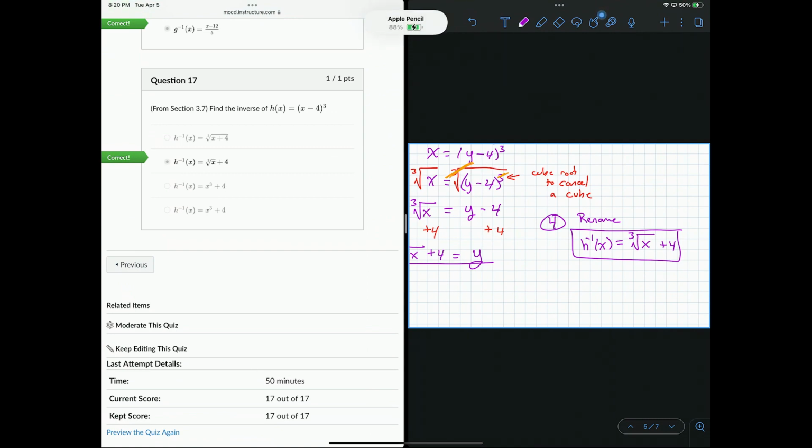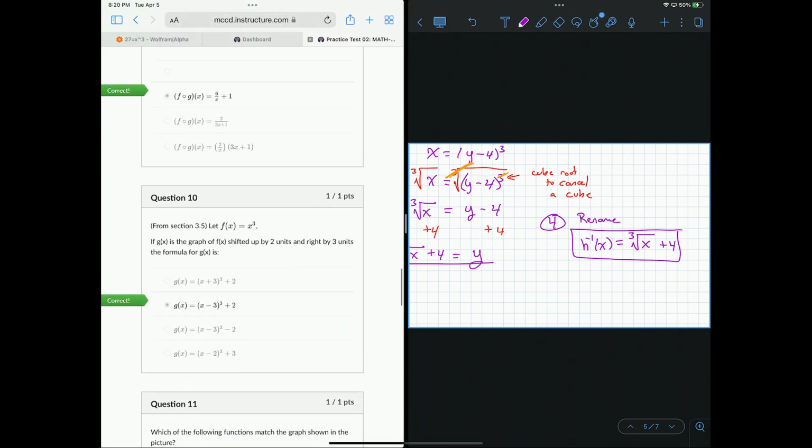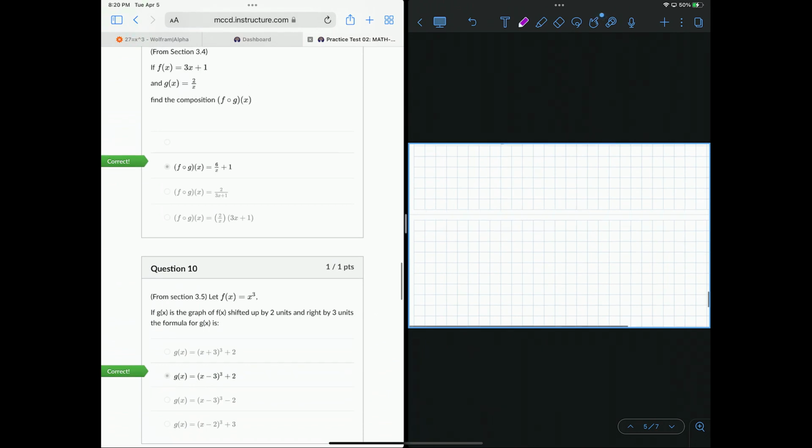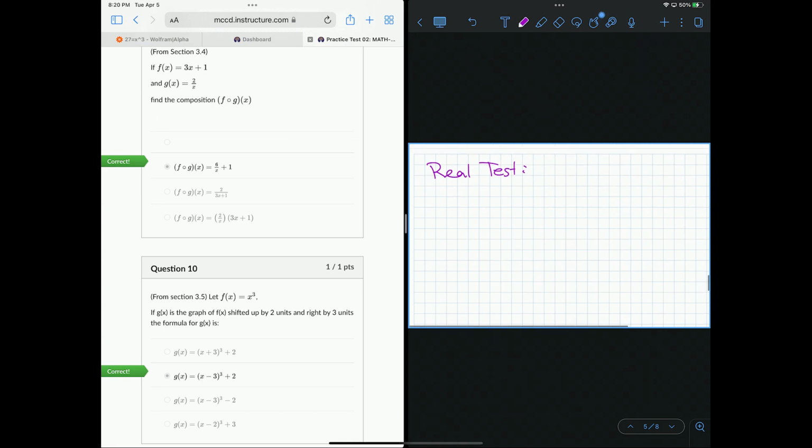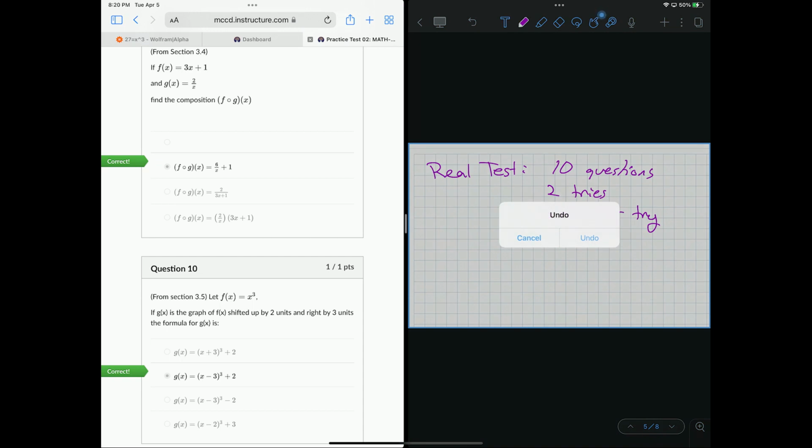So there you go. Now, just a reminder on the real test. The real test has differences. It's only going to be around 10 questions, not 17. You get 2 tries. And for each try, I'm going to put a time limit of like 3 hours. 3 hours per try. Now the questions don't change when you retake the test.